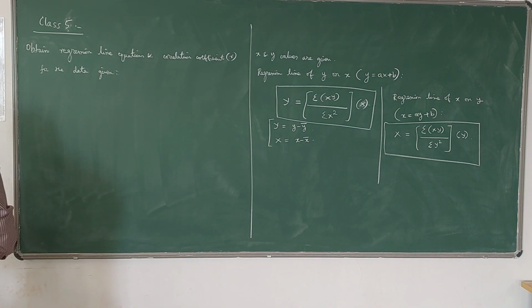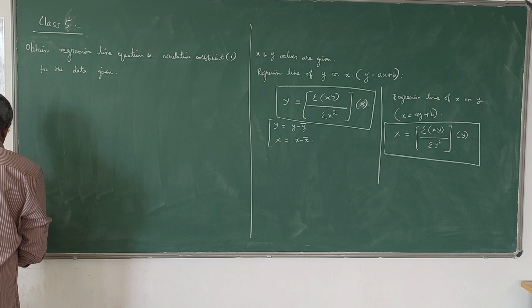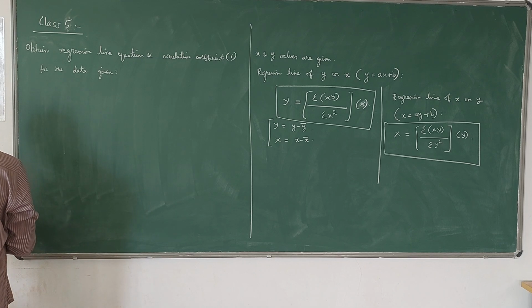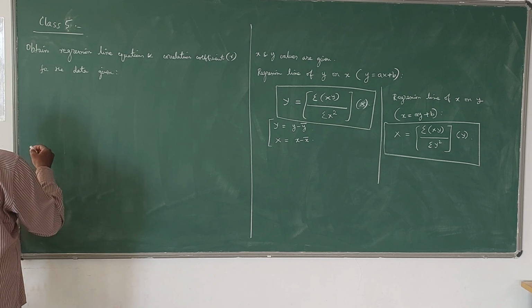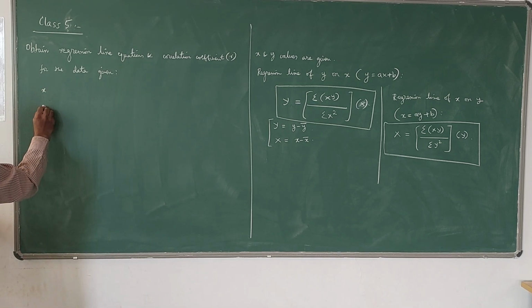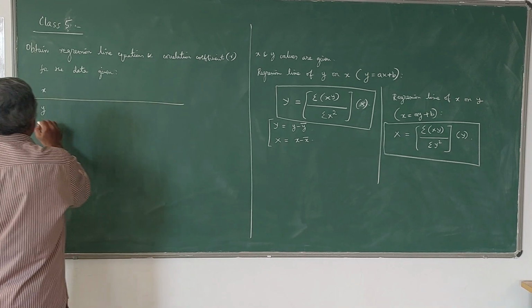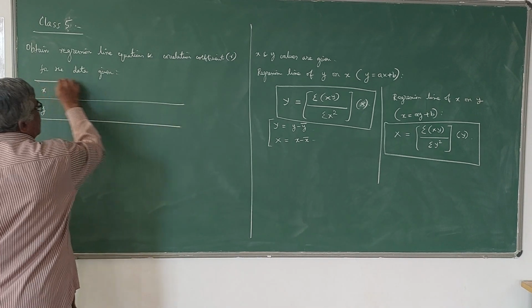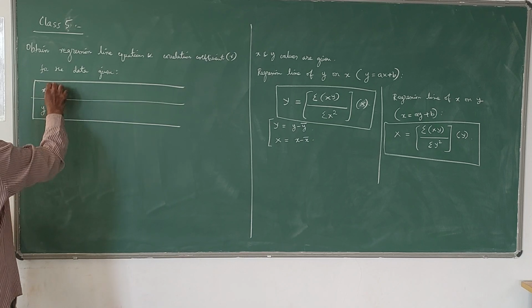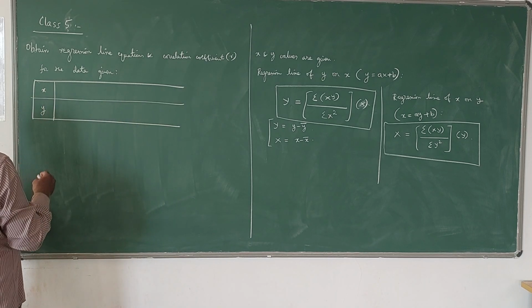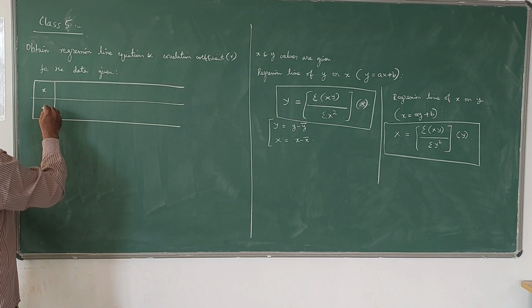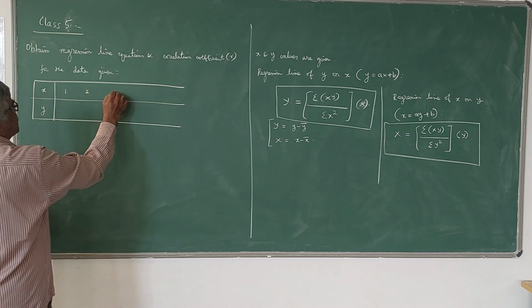Now here, let me take the data like this. X and Y data are given. For a given value of x, corresponding values of y are given. 1, 2, 3, 4, 5, they are the x values.